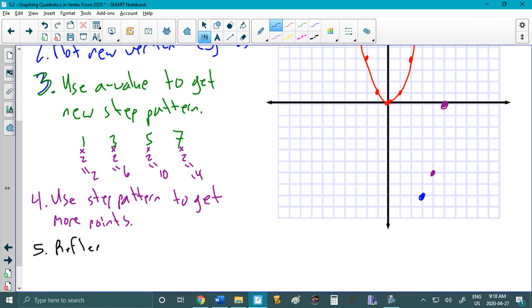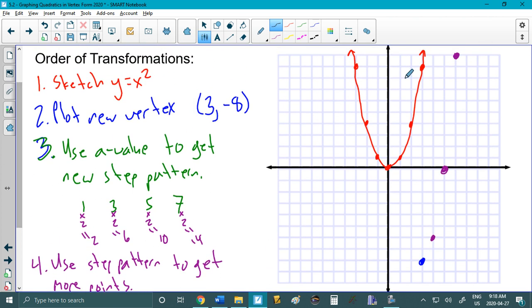Reflect points across the axis of symmetry. And of course, the axis of symmetry for this one and any parabola goes right through the vertex. So this point hops across, this point hops across, and then I go over 1, this point hops across. And then the last step, which I'm not going to write down because it should be obvious, is to draw the curve.